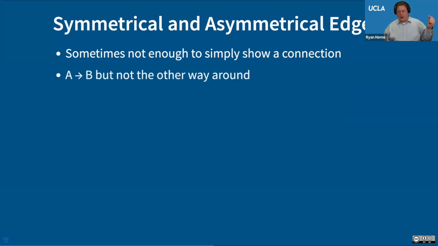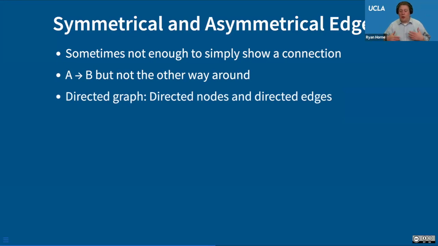Now this is in contrast to something called symmetrical or asymmetrical edges. Well, undirected ones are symmetrical, doesn't matter. Asymmetrical or directed graphs, the direction does matter. Because sometimes you want to say A has some kind of connection or influence on B, but not the other way around. If we go back to our books, an author writes a book. A book does not write an author. So you want to indicate that in a relationship. And this is what we call a directed graph. These have directed nodes, directed edges.